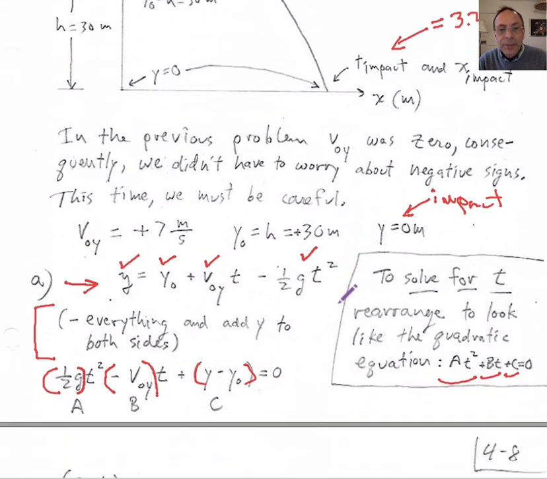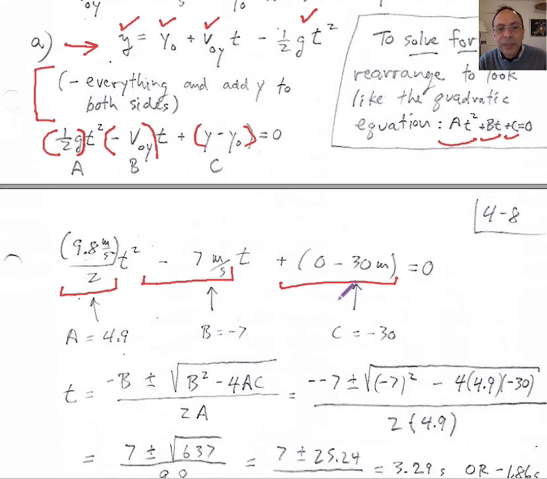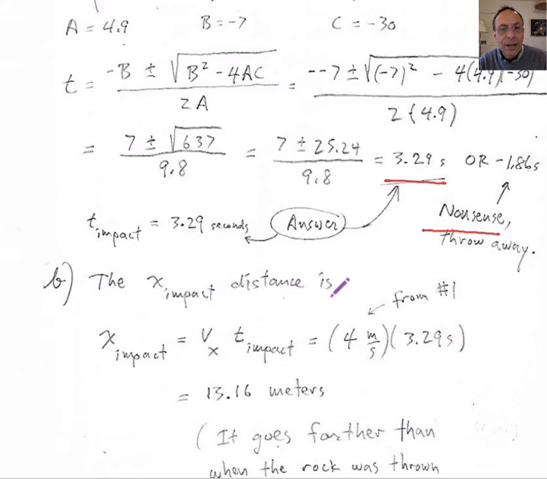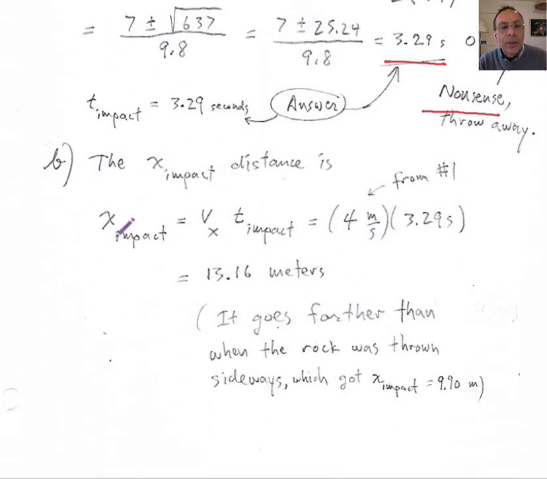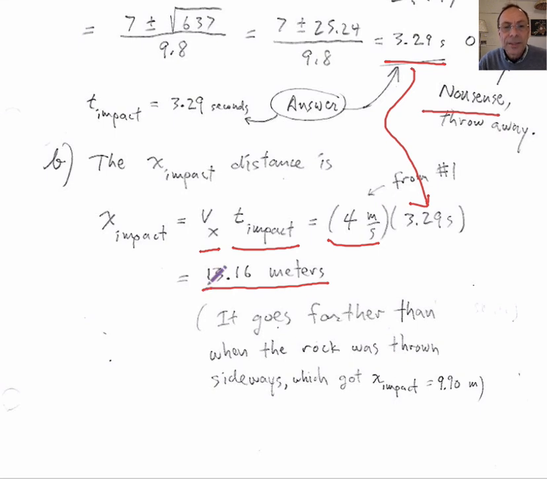Now we want to get x impact, how far it went. That's going to be pretty easy actually, because it's moving in the x direction at a constant rate. So here is our formula. It's the x component of the velocity times the t impact that we just figured out. And we were given that vx is 4 meters per second. And we just figured out that the impact time is 3.29, and you get your answer, 13.6 meters.